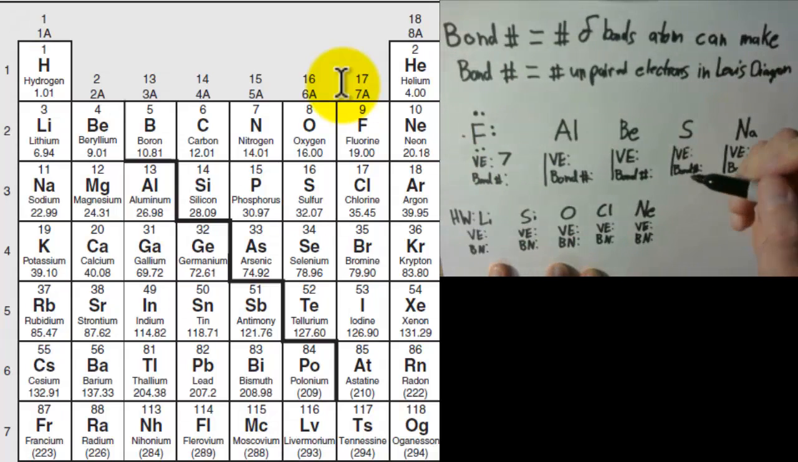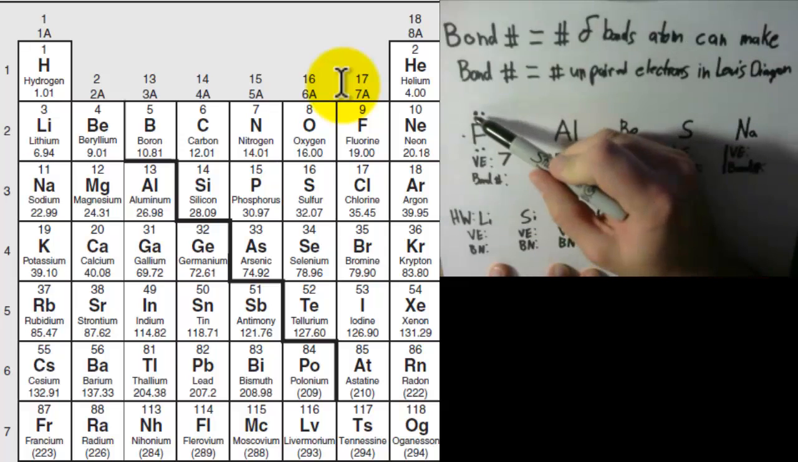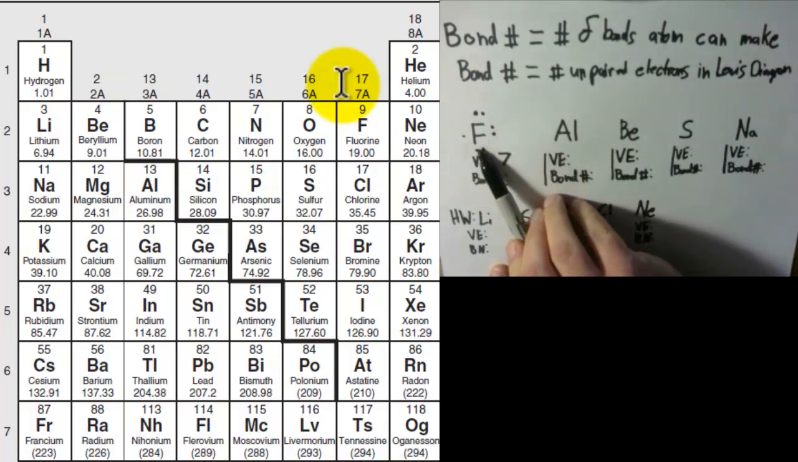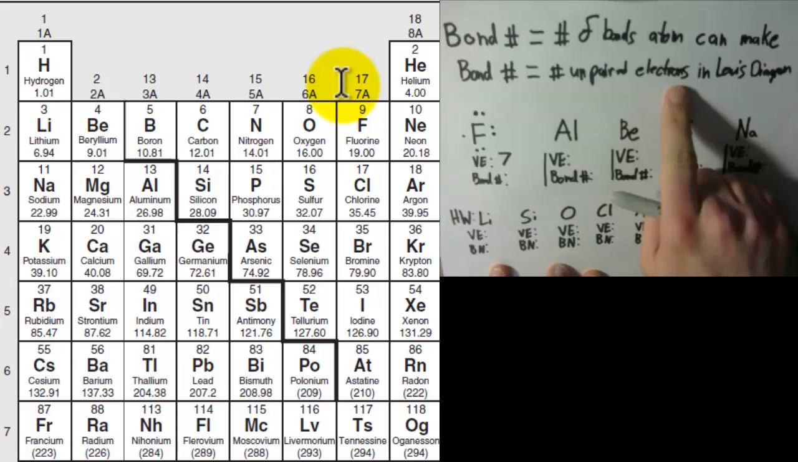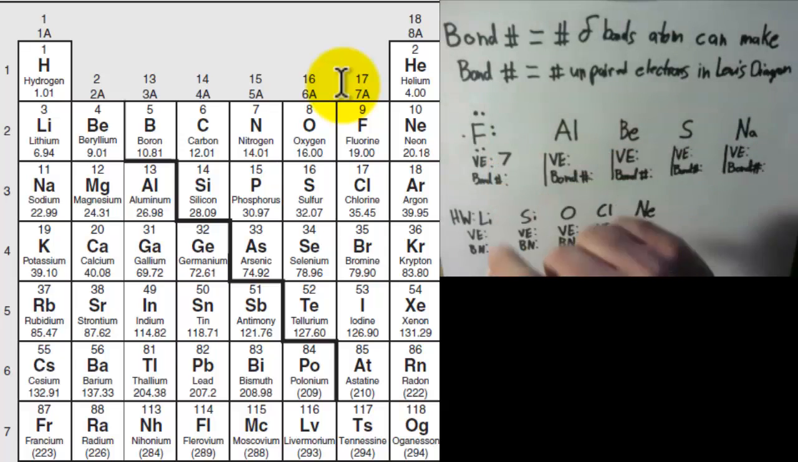If you look at that, you'll notice that there are 3 pairs of electrons. You have a pair here, a pair here, and a pair here. There's one lone electron. And since bond number equals the number of unpaired electrons in this diagram, that means it has a bond number of 1.